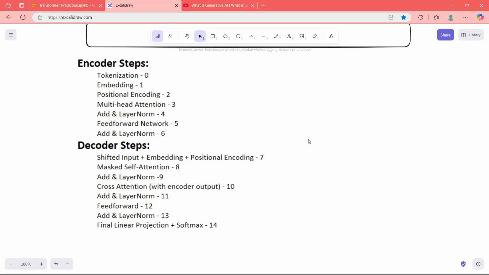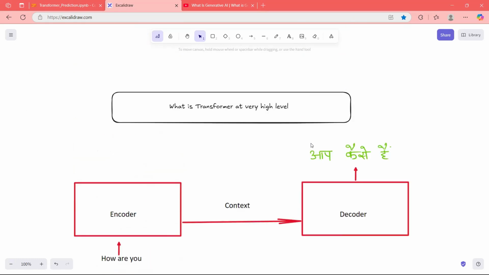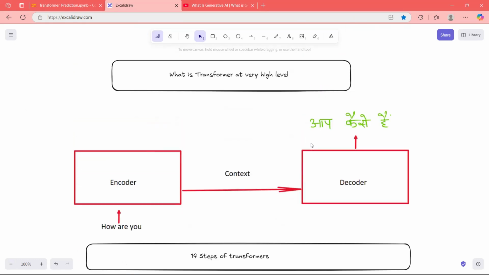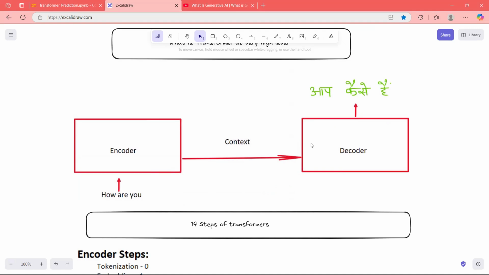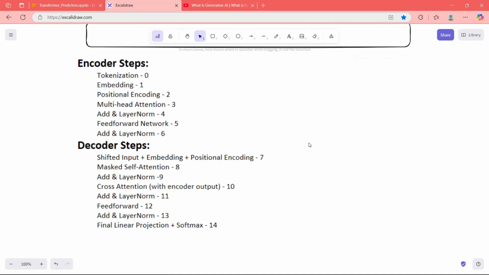If you understand these 14 steps, nobody can confuse you in transformers, and you will never forget how transformers work.